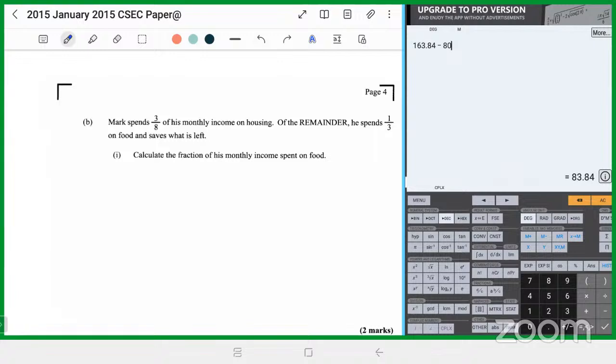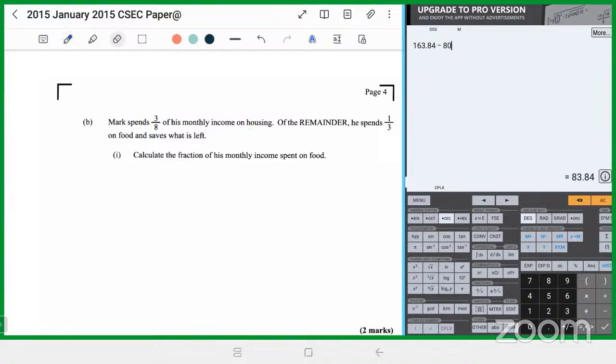All right. Let's see. It says Mark spends 3/8 of his monthly salary. So he divides his salary by 8, and he has 3 parts of it going towards housing, right? So he has 5/8 left. 5/8 of his salary is left. If he spends 3/8 over here, he's going to have 5/8 left.